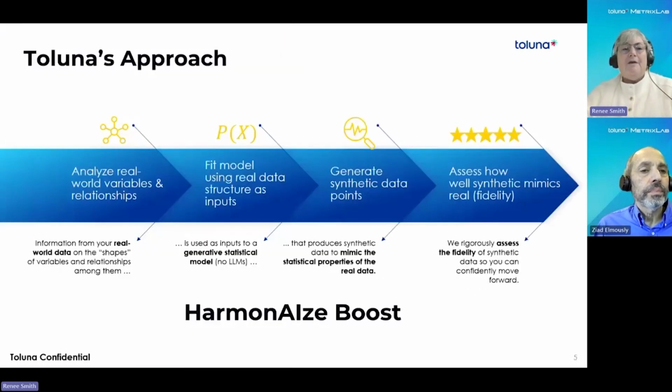First, I'm going to talk about Toluna's approach to generating synthetic boost samples and then talk about why we want to do this. It all starts with real-world data from a project or from a prior project or from a database, for example. We're going to fit a model. In our case, we're using what are called Gaussian copulas. We're going to fit a model to the structure of the real data.